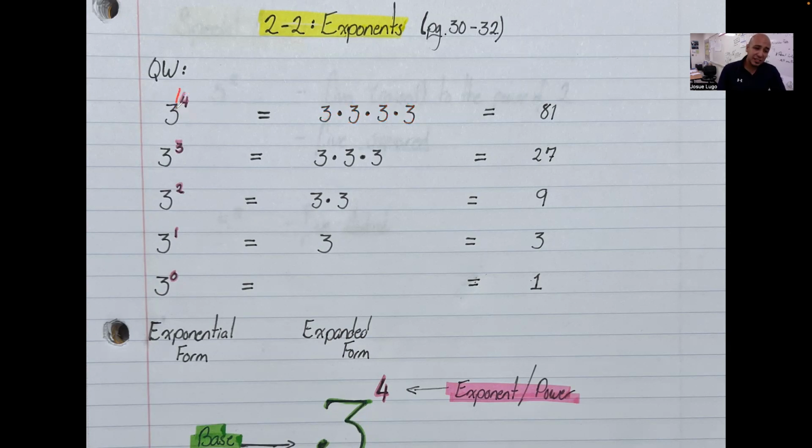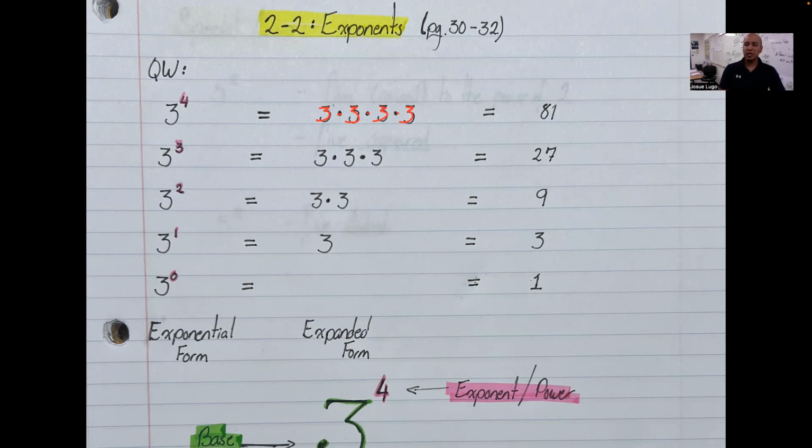Now, please do not think of this as a number 4. There is no 4 here. In fact, when I expand this, all I get is 3s. All it's telling you is how many of this number are being multiplied together. So 3 to the 4th power literally means 3, that's 1, times 3, that's 2, times 3, that's 3, times 3, that's 4.